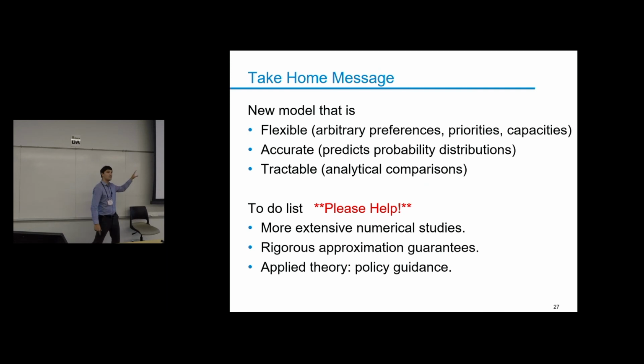There's still a lot to do here, and I really want your help. I see this model as primarily a tool for matching theorists. Certainly more extensive numerical studies, but also more rigorous guarantees. I prove some guarantees for the accuracy of these predictions, but only under very specific circumstances. So a more general guarantee would be really helpful. And then, of course, ultimately, we want to use this model to understand stable matchings better. So I'll end there. Thank you.